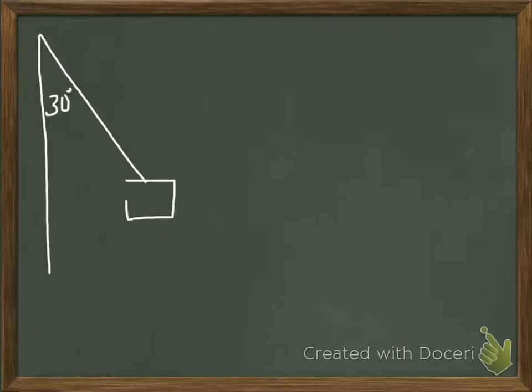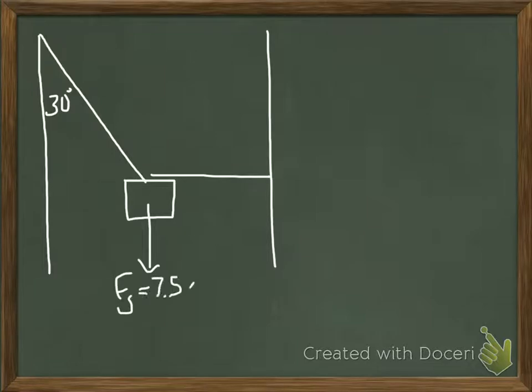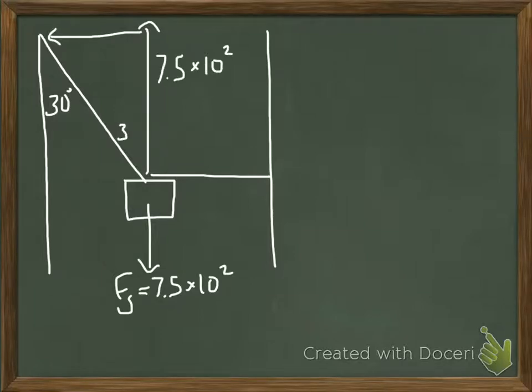This here is number 97. We have a hanging sign between two buildings. We're given the angle. We're also given the weight of the sign. Remember that the weight is simply another way of saying the force of gravity. So I have an angle here, and I can't deal with that. Angles do not work with our mathematics, so we need to resolve the angle into a y component and an x component. The y component must equal 7.5 times 10 squared.